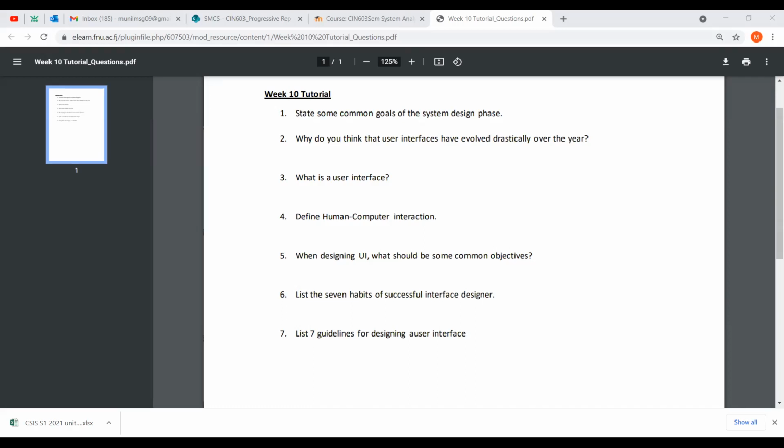Okay, let's go and describe what effective is. So the next point: effective if it supports business requirements and meets user needs. Full stop.